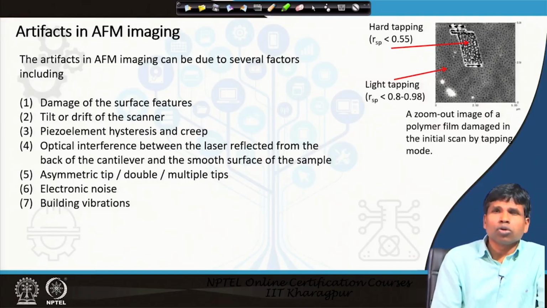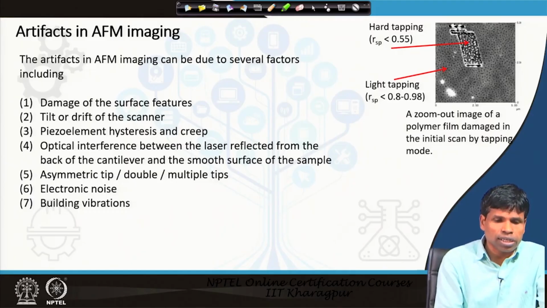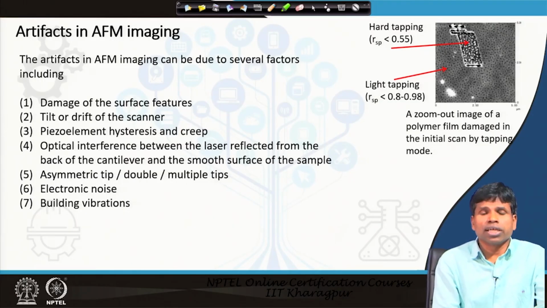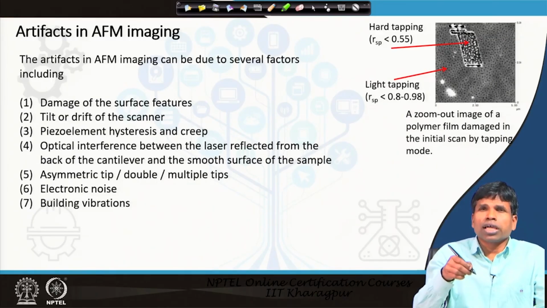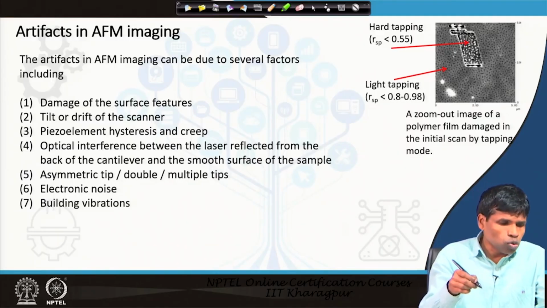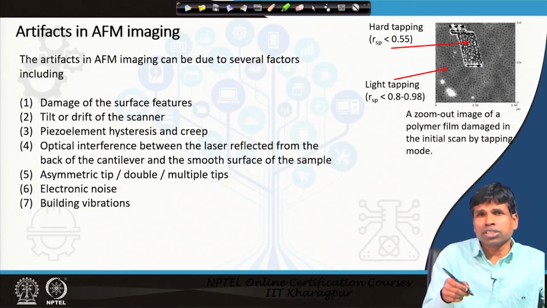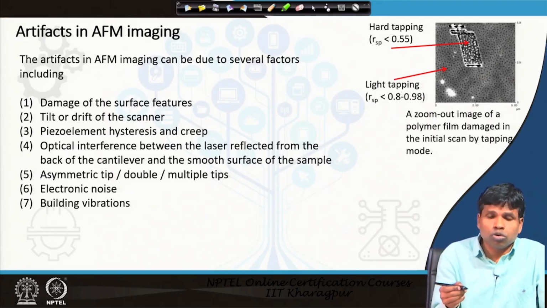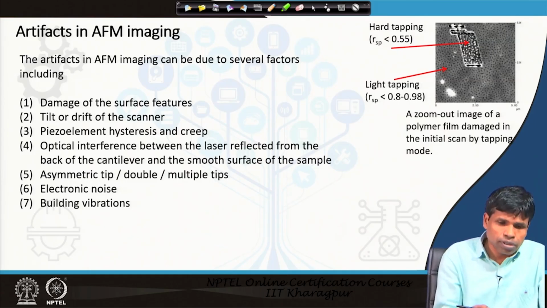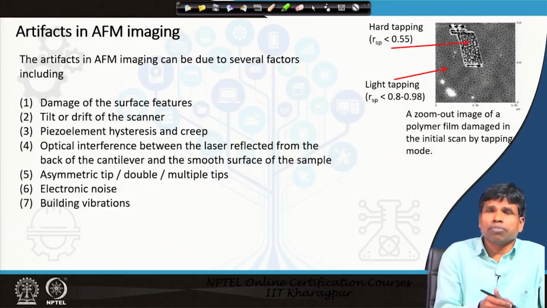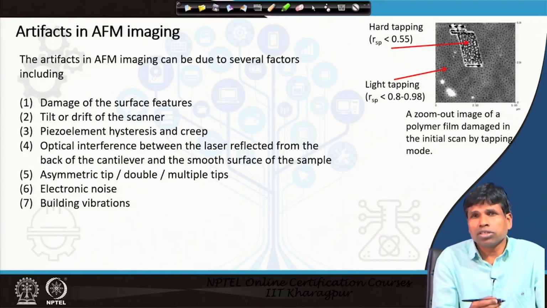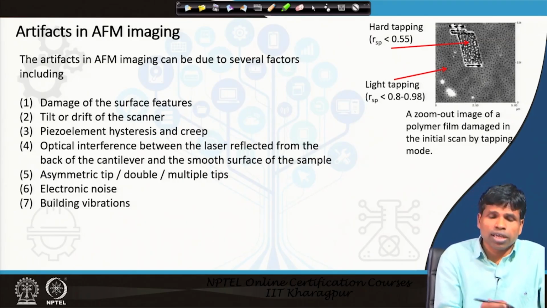But now there are certain factors that play an important role or can create artifacts, and the artifacts are created due to several factors that are pointed out here. One is damage to the sample surface features. Especially in the contact mode we have more chance to damage the sample surface, and once we damage the sample surface, what we see is not the true surface of the sample, but artifacts. And this is more with contact mode. And if the sample is hard, and you are doing the tapping, and there is non-uniformity or rough features, then there is also the possibility of damaging the tip. When tip damage occurs, the artifacts become more severe in the AFM imaging.